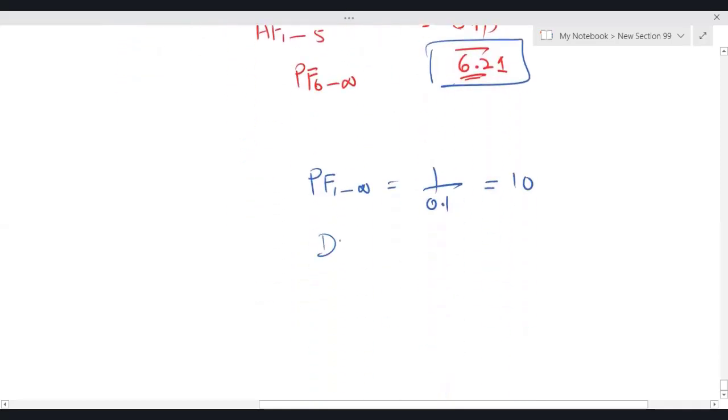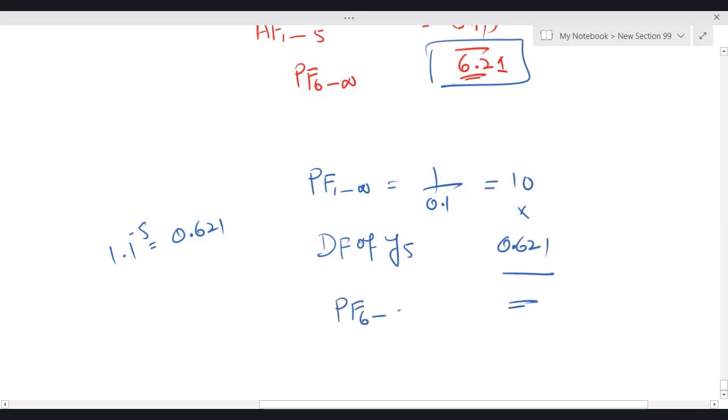Simply take the discount factor of base year. Base year means previous year. If I need perpetuity factor from year 6 onwards, just take the discount factor of the previous year. So discount factor of year 5. At 10%, 1.1 to the power minus 5, you will get a discount factor 0.621. Simply multiply this with the discount factor of the previous year, base year. You will get the same result which we have already calculated.